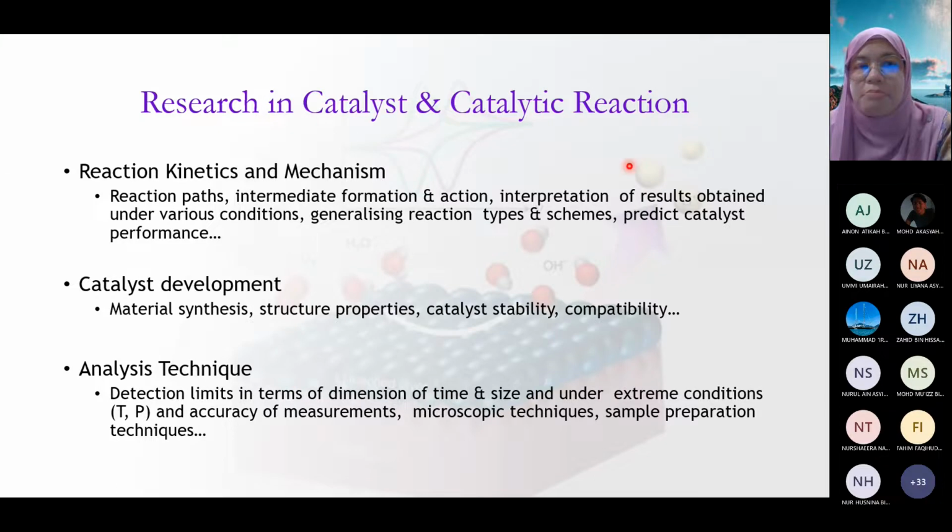So this is an example of research that involves catalysts: reaction kinetics and mechanism. So besides what you have learned, what you will learn in this topic is reaction kinetics and mechanism, reaction path, intermediate formation and reaction, interpretation of results obtained under various conditions, generalizing the reaction type and scheme, and predicting catalyst performance. So a part of this study you will learn in this chapter.